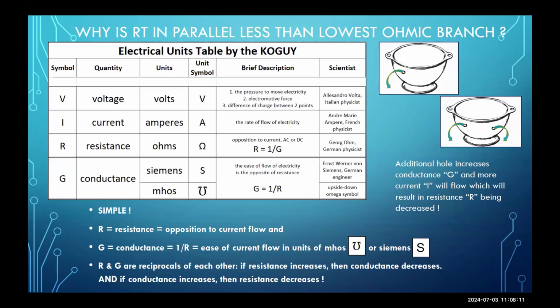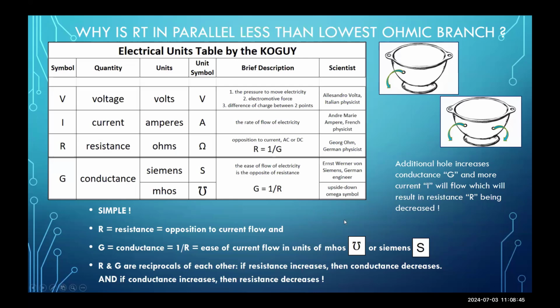Last bullet point, R and G are reciprocals of each other. What that means is if resistance increases, then conductance decreases. Whereas the last sentence here, if conductance increases, like the addition of a couple of holes, more flow, meaning conductance increases, then overall resistance must come down. That's why R will always be less than the lowest ohmic branch in a parallel arrangement.